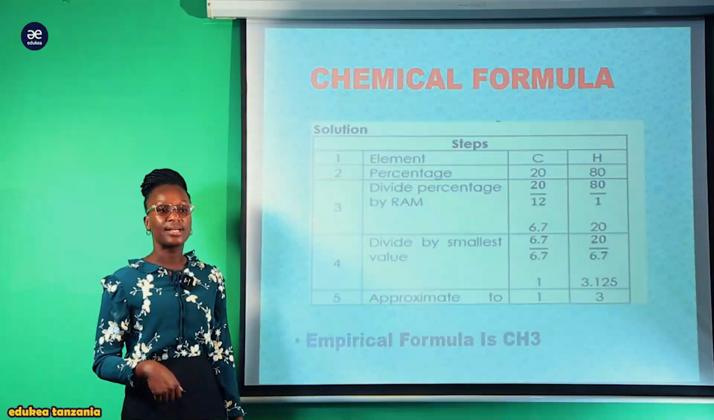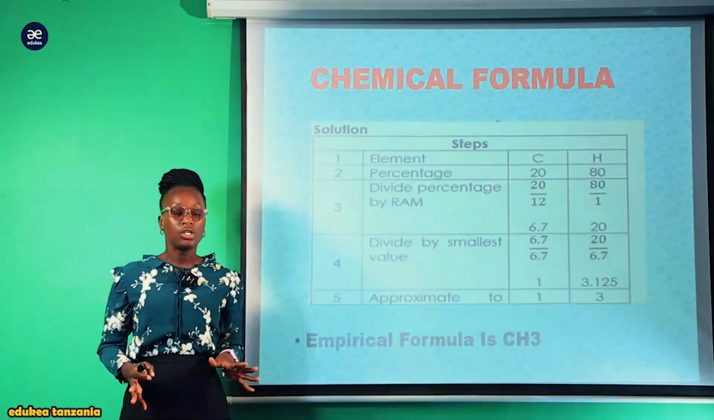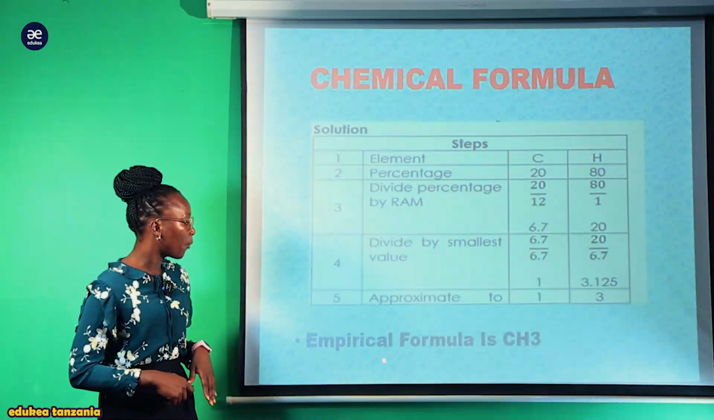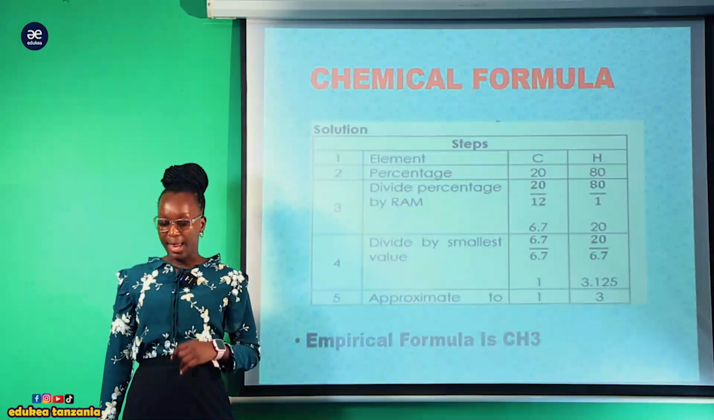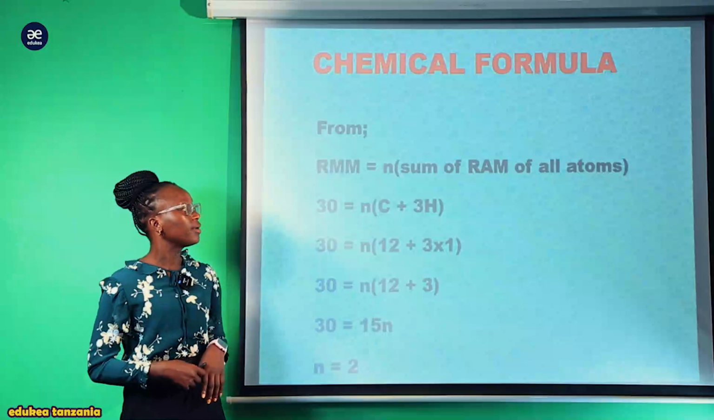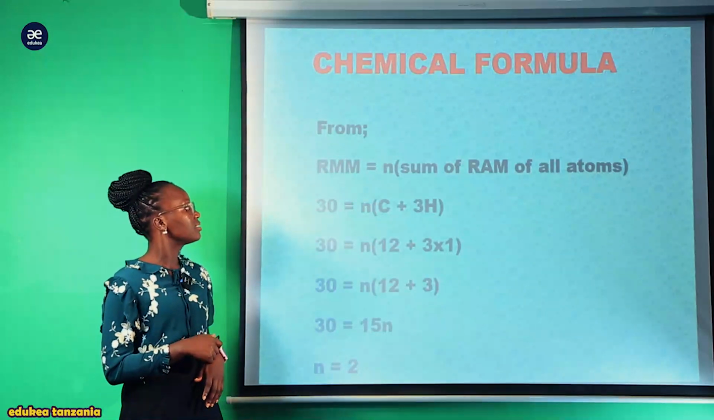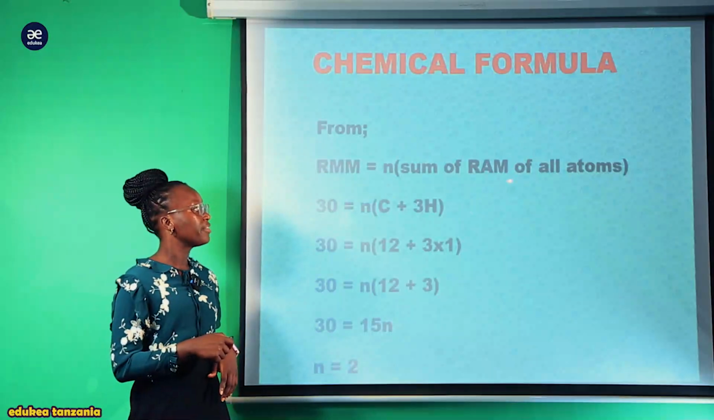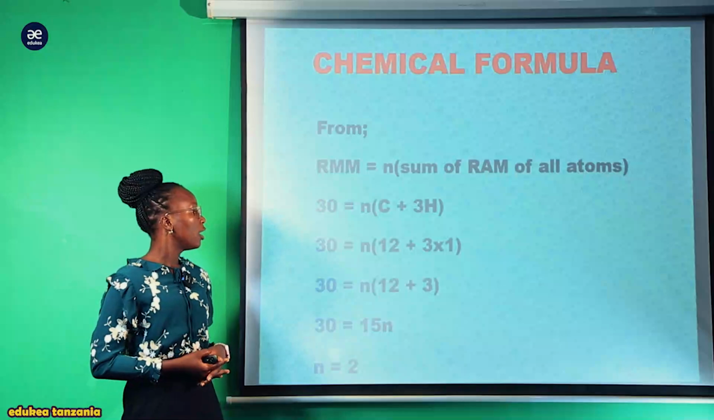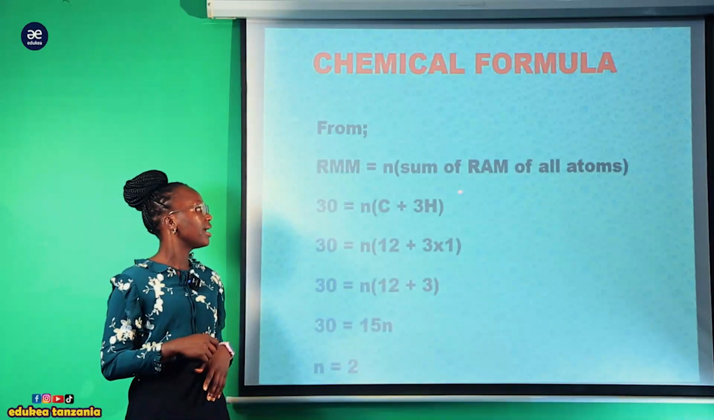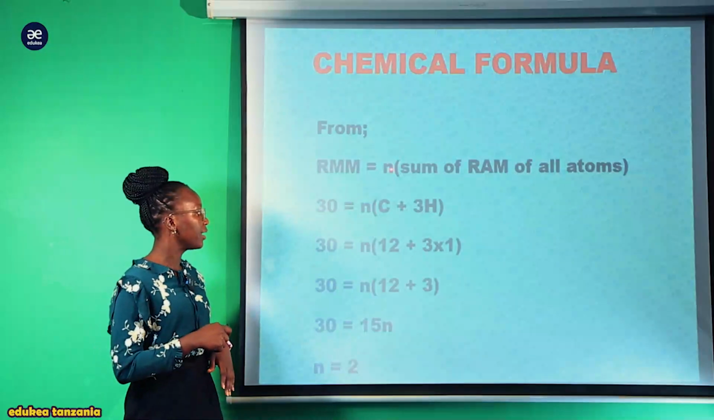Unafanya kama tulivyofanya katika zile kwenye empirical formula. Una follow zile steps as usual. So finally utakuja kupata empirical formula ambayo ni CH3. And now tunakuja kutafuta molecular formula. But we know that the relative molecular mass is equal to the sum of the relative atomic mass of all atoms. So kama ni relative molecular mass ni sawa na sum of the relative atomic mass of the atoms, lakini inakuwa katika multiple, kunakuwa na n hapa.